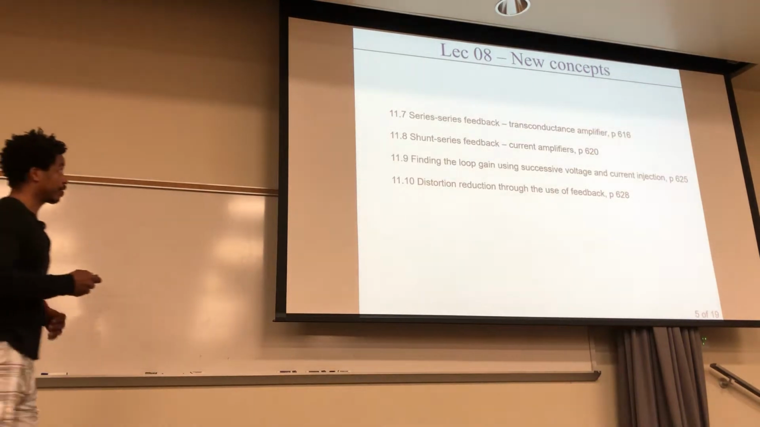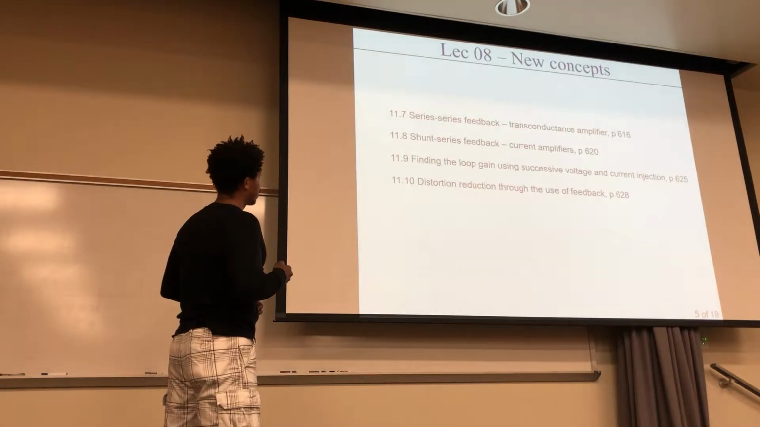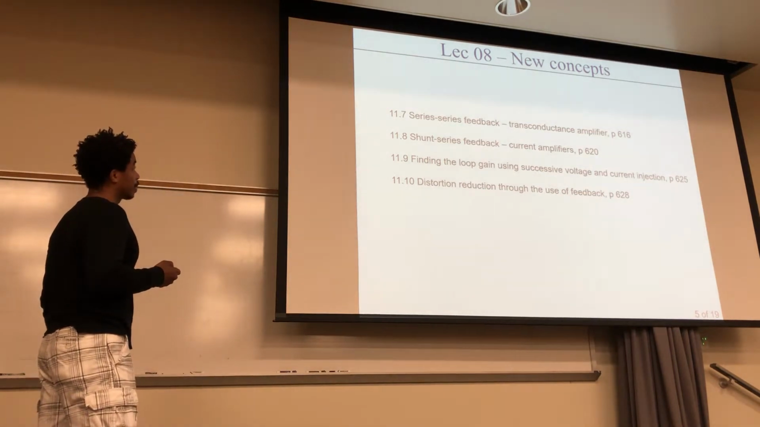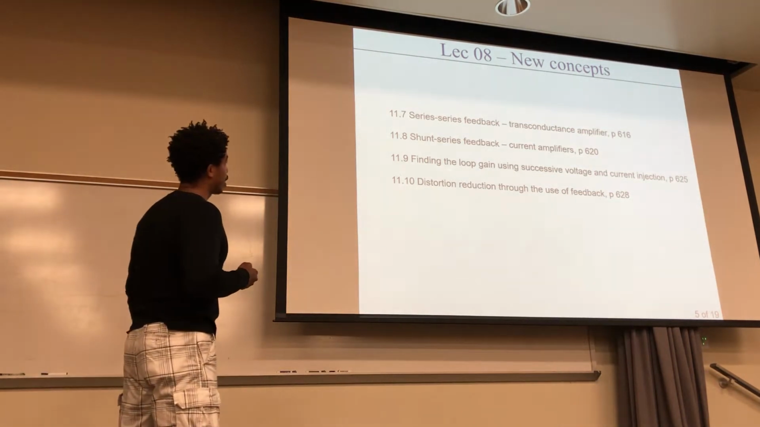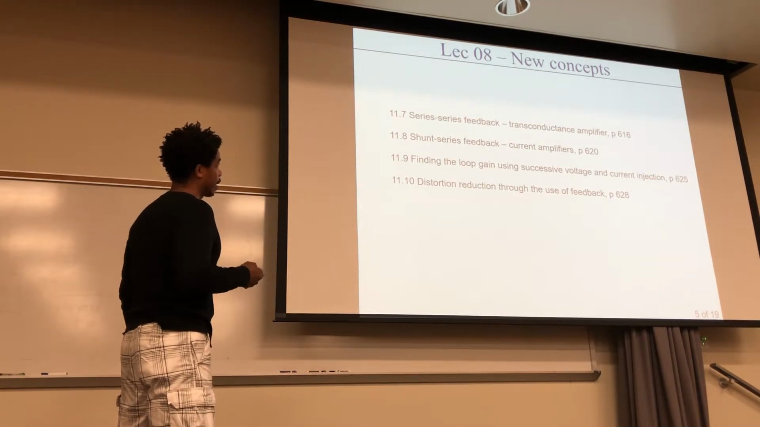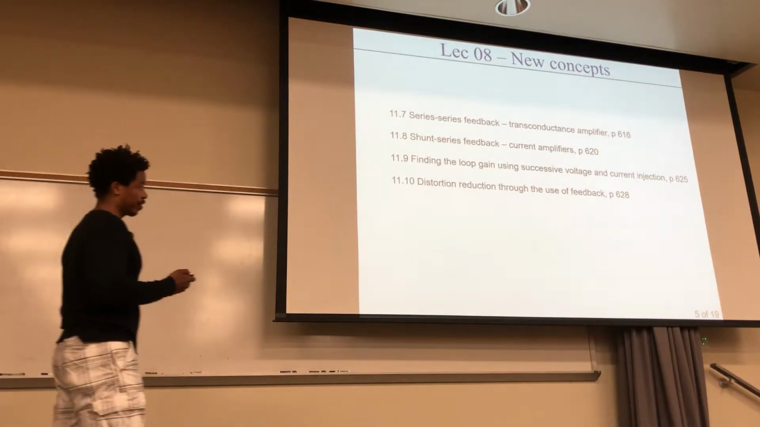Okay, so here are the concepts. Here's where we left off at the series, but we went over it kind of fast, so we'll go over it again. And then we'll look at the shunt series. Then we'll look at finding the loop gain using successive voltage and current injection, because sometimes you have to do it this way. We'll explain why. And also look at distortion reduction due to feedback. That's negative feedback, where you can reduce your distortion.